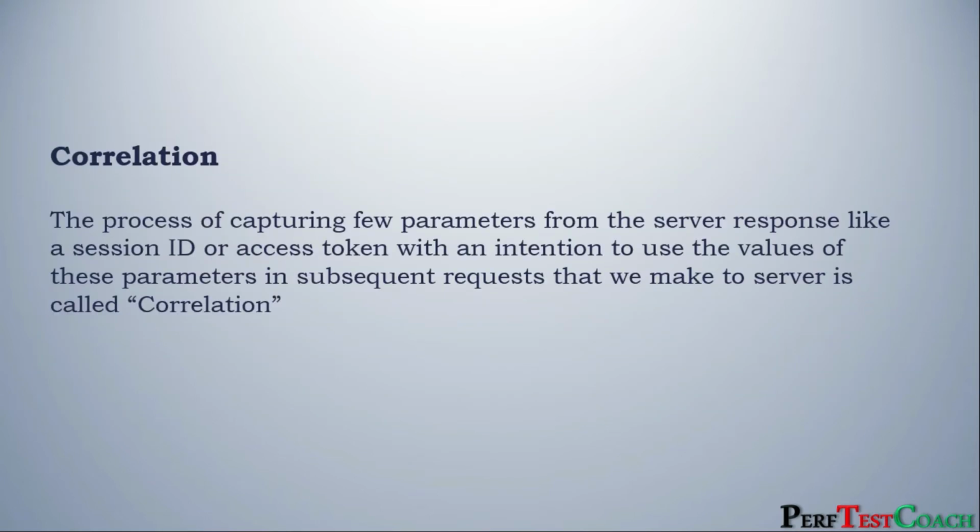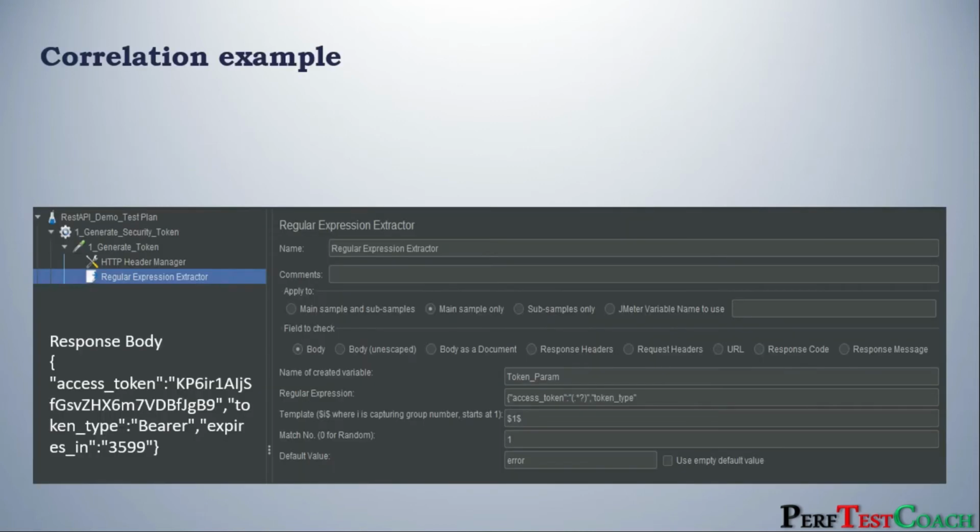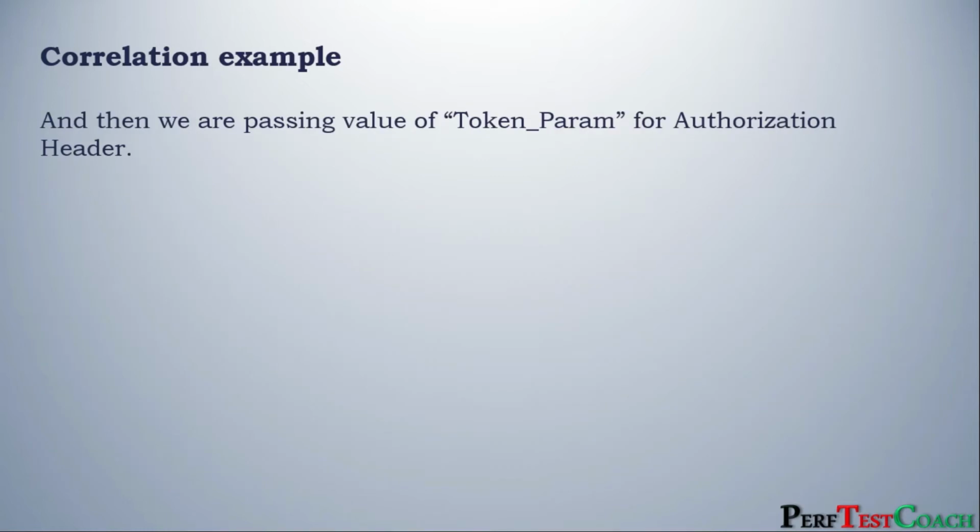Correlation. The process of capturing few parameters from the server response, like a session ID or access token, with an intention to use the values of these parameters in subsequent requests that we make to the server is called correlation. For example, if you look at the below snapshot of JMeter, we are capturing the access token which is coming in the response of the generate security token API. We are then saving this in the token_param variable. And then we are passing the value of token_param for the authentication header.